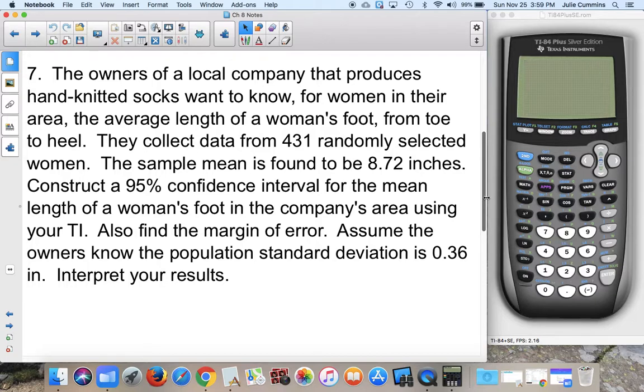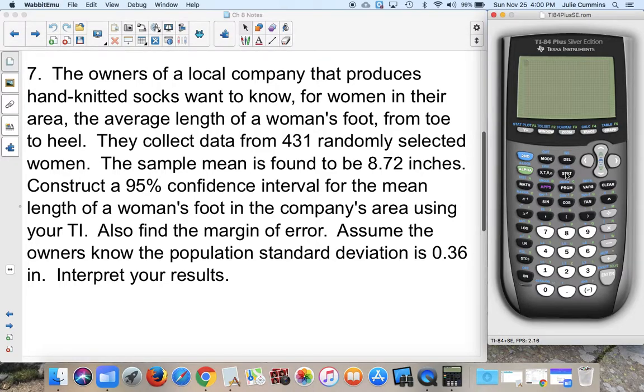So we're assuming that we know the population standard deviation is 0.36 inches. Like we talked about yesterday, you don't ever know the population standard deviation. We'll deal with that problem tomorrow. So what we're going to do is go to the calculator. We're going to go straight to the stat menu. You have to arrow over to tests and then down to Z interval. That's the one we want.